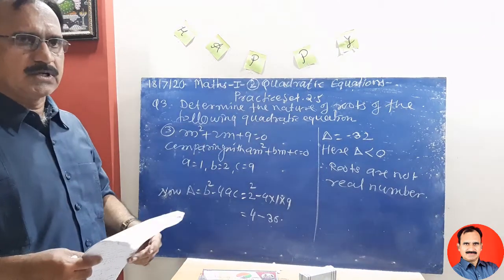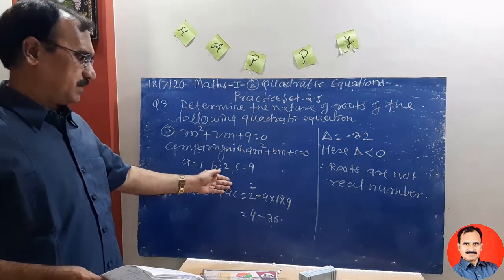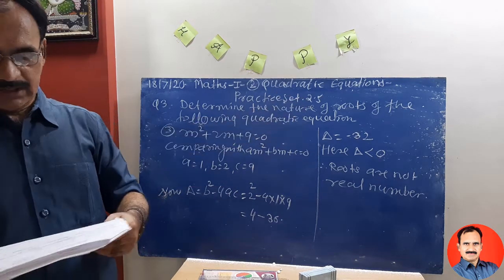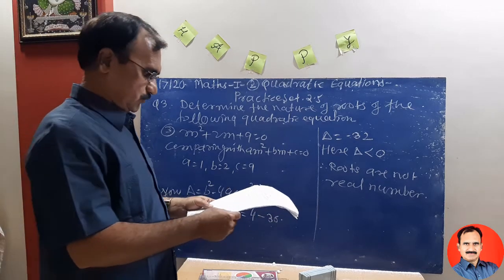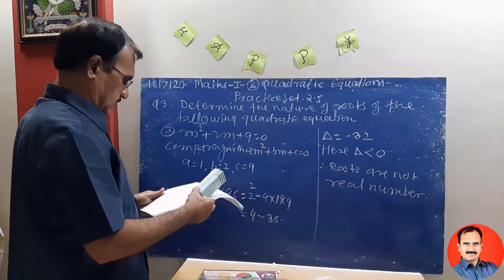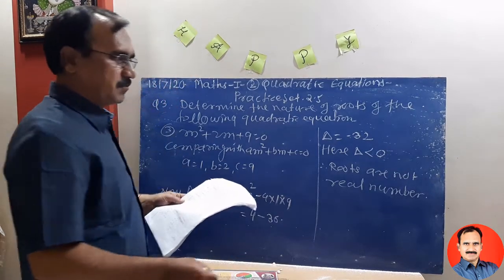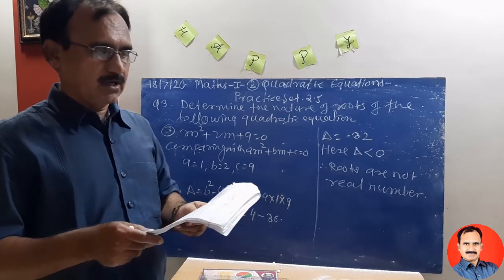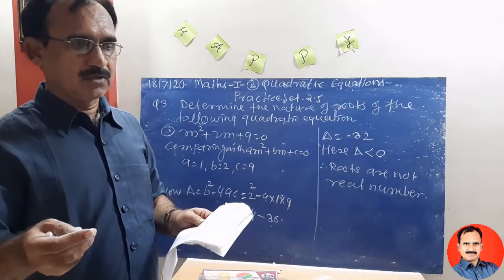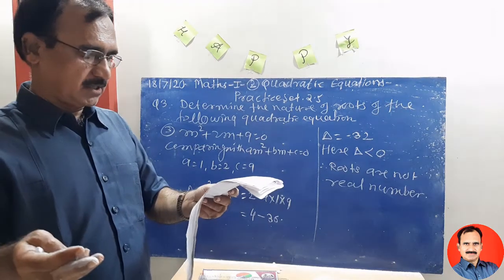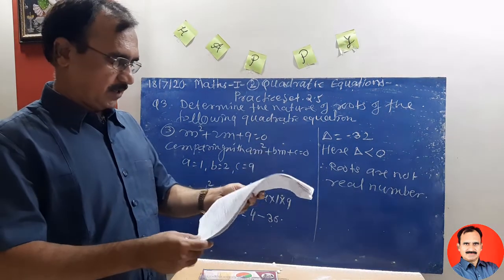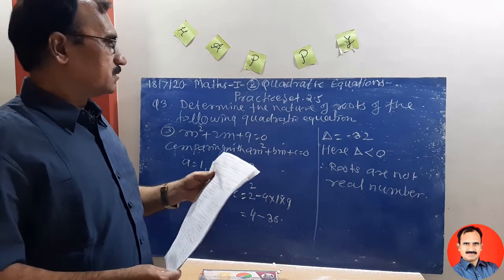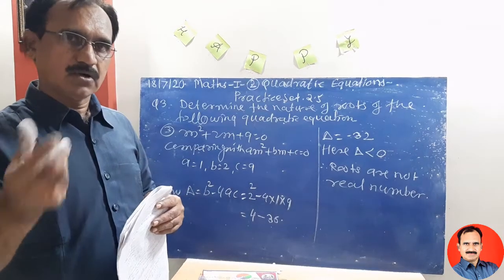Very easy examples. Only compare with the standard equation. Find the value of b square minus 4ac, that is the value of delta. And if you know the delta, we can write the nature of the roots of the equation. And the remaining examples of practice set 2.5, means question number 1 activity, then some examples from question number 2, then some examples from question number 3, try to solve at home. If any problem, you can ask me on my WhatsApp number, call me or WhatsApp me.